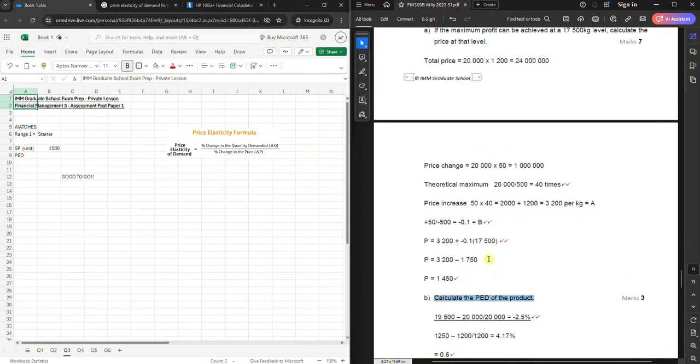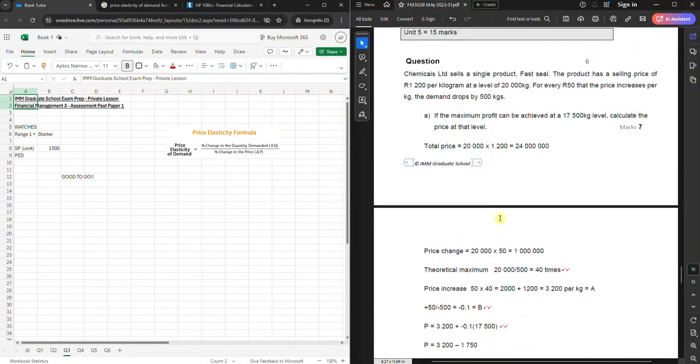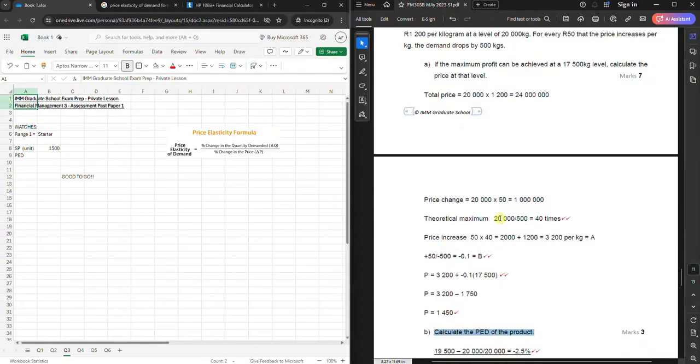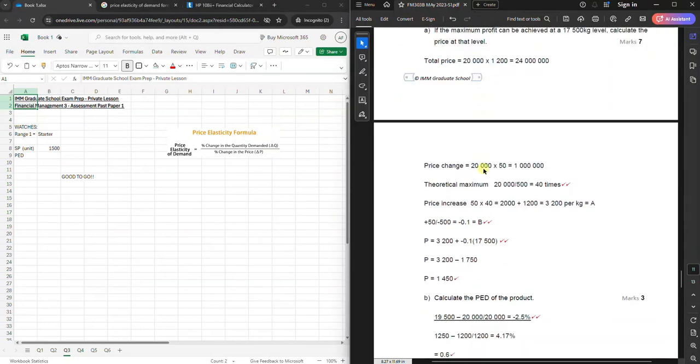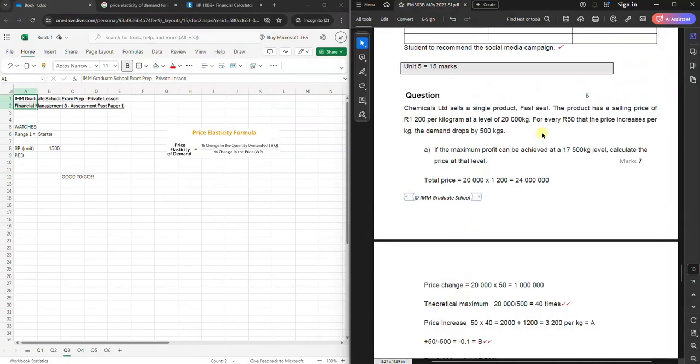They used question B actually. It's working out the change in price over the change in quantity demanded. So change in quantity demanded, what is the change in quantity demanded? Minus 500, do you agree? Yeah. So what is 19,500 minus 20,000? Minus 500. Minus 500 over the change in price. What is the change in price?